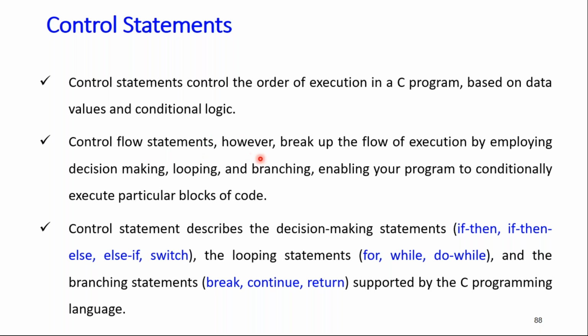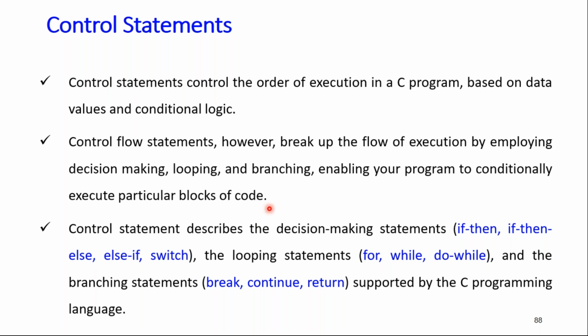Control flow statements, however, break up the flow of the execution by employing decision making, looping, and branching, enabling your program to conditionally execute particular blocks of the code. So these control flow statements are going to break up the flow. Yes, of course it is going to break up the flow. We might have the flow from beginning to end of the program. What we are going to do here is break a few statements in it, execute only a few statements in that program, and get the result. That is what the control statement will do.